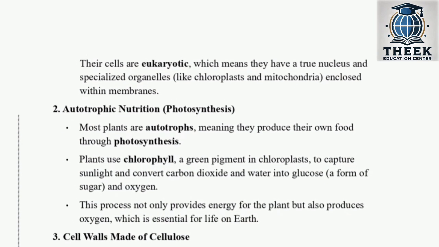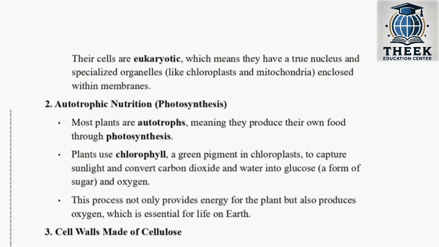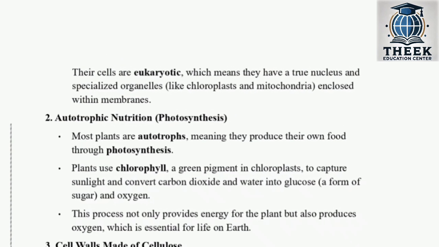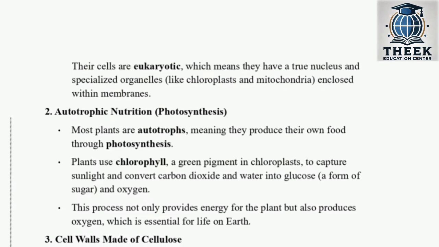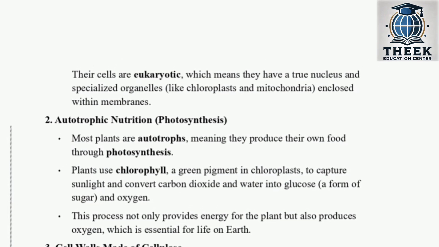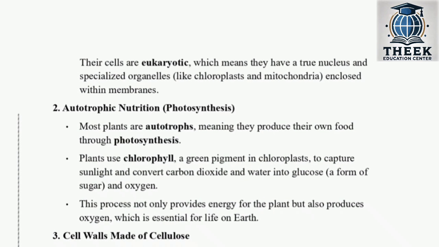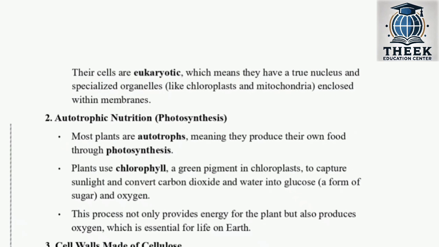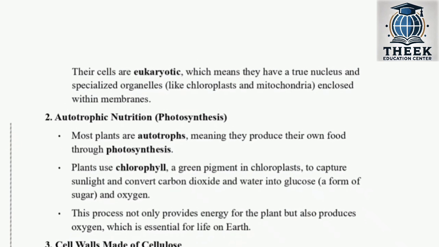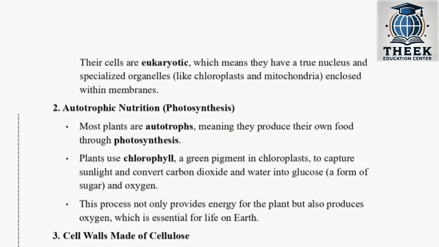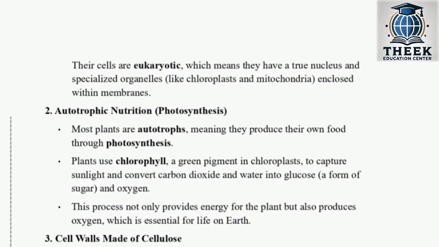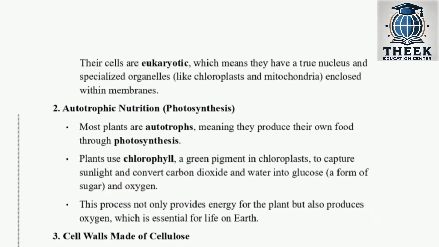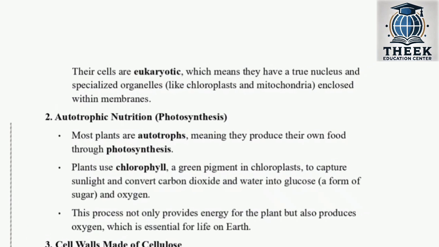Two, a feature that identifies plants from other organisms: autotrophic nutrition. Most plants are autotrophs. They produce their own food through photosynthesis. They are able to manufacture their own food through photosynthesis.